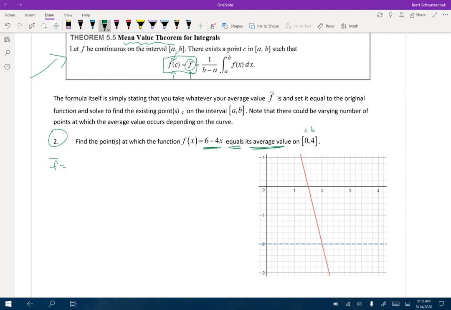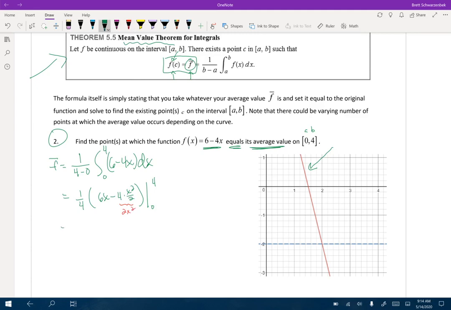So let's do that. 1 over, our a and b are 4 and 0, the integral from 0 to 4 of 6 minus 4x. So we've started with a linear function, which you see right here. Let's find its average value. So we're going to get 1/4. We're going to integrate and get 6x minus 4 times x squared over 2, and we're evaluating from 0 to 4. Obviously, this is going to become 2x squared.